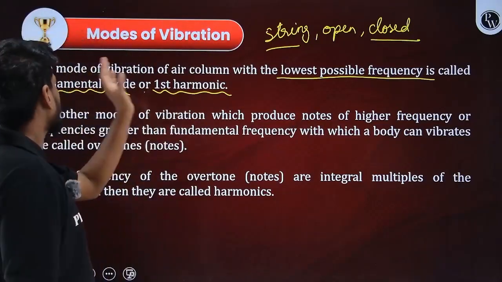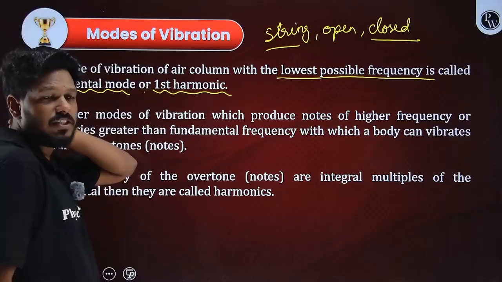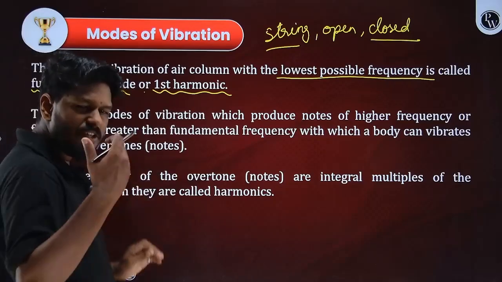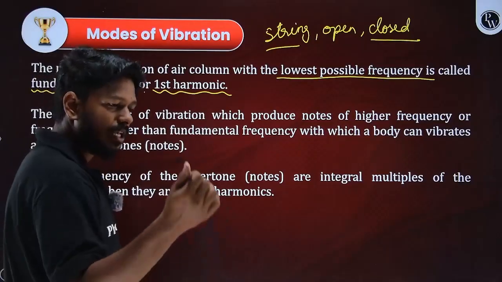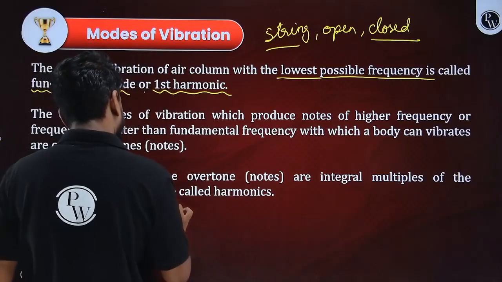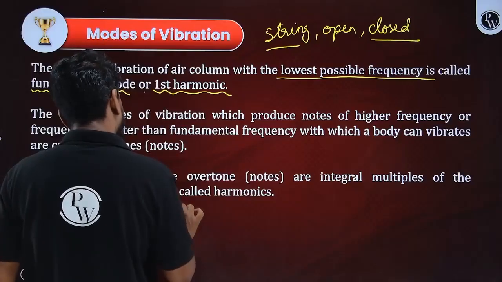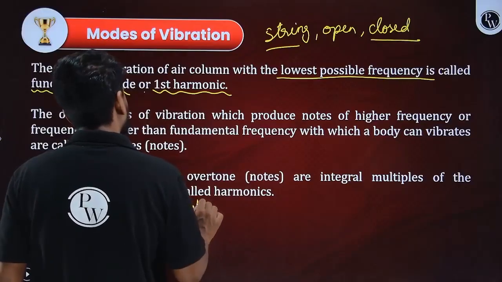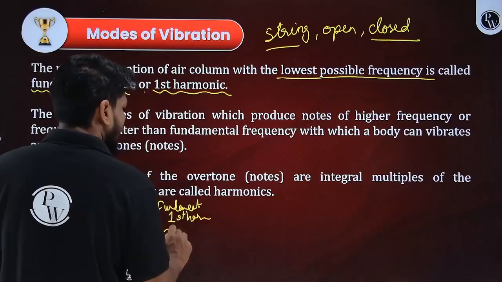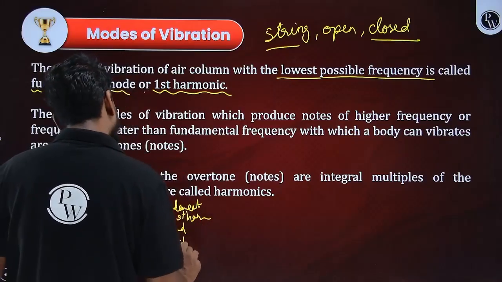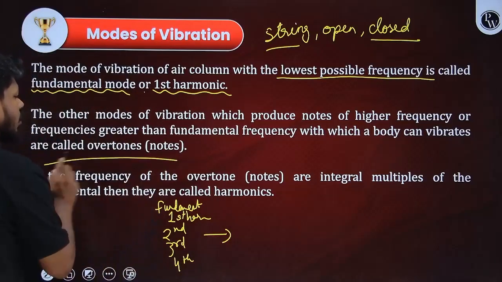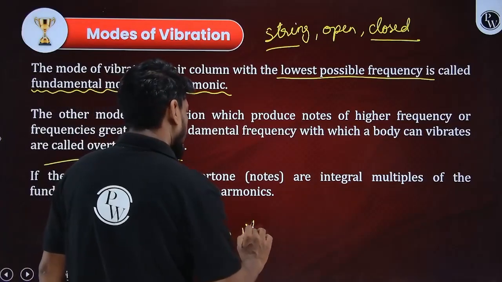So the lowest possible frequency is called the fundamental or first harmonic. You should remember the name, first harmonic. The next frequency is called the second harmonic. The next frequency is called the third harmonic. So fundamental, or what we call the first harmonic. The next one is called the second harmonic. Next is called the third harmonic. Next is called the fourth harmonic. This second harmonic is called the first overtone.